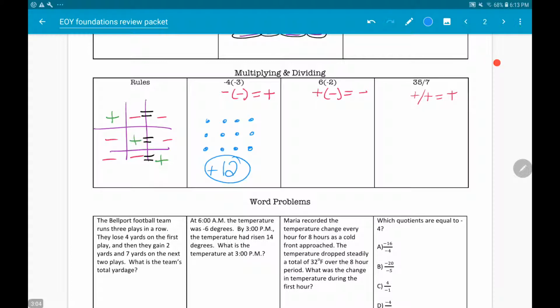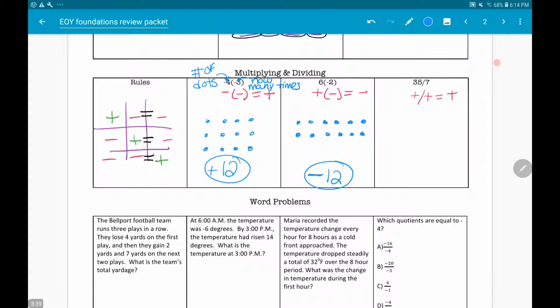6 times -2, so I know my answer is going to be negative. So I have 6, 2 times. So that is -12. Hey, look at that, same answer. So basically what I did there was, this is how many dots, number of dots. And this number tells me how many times we write it.